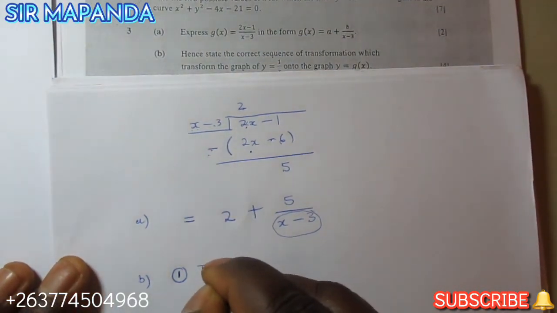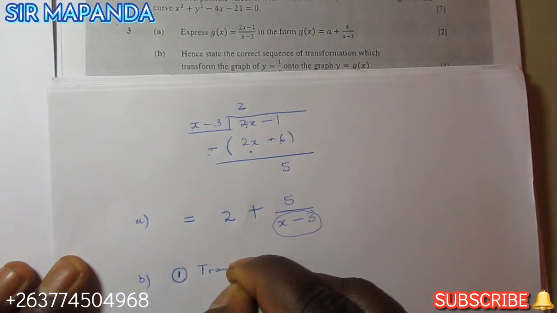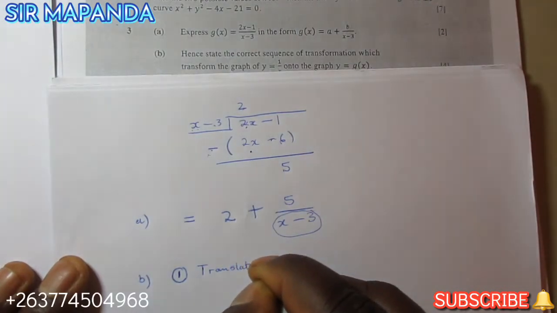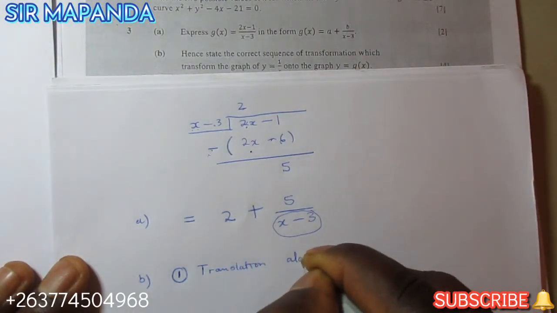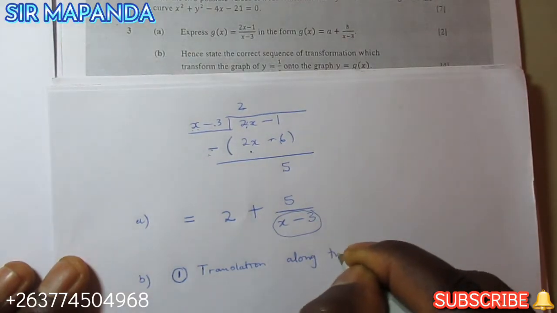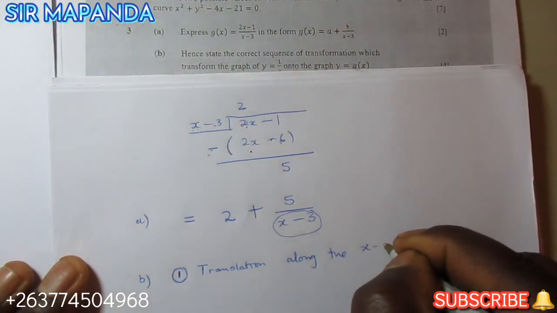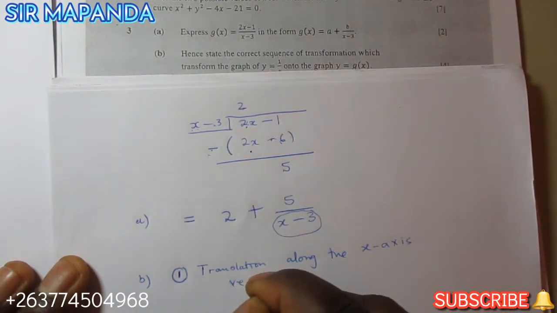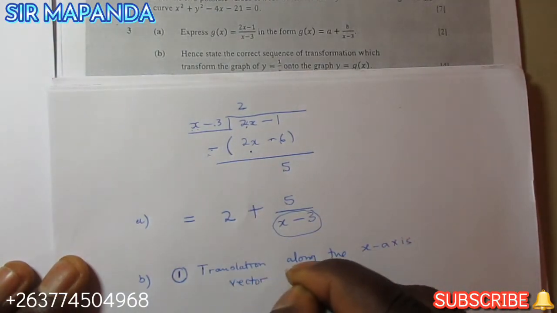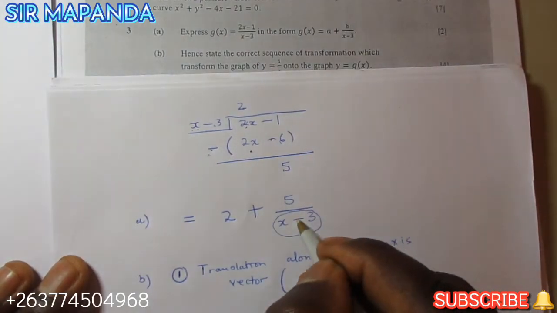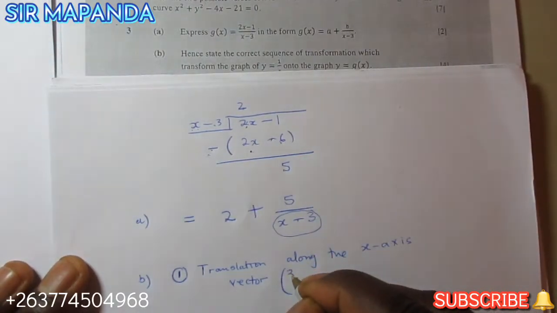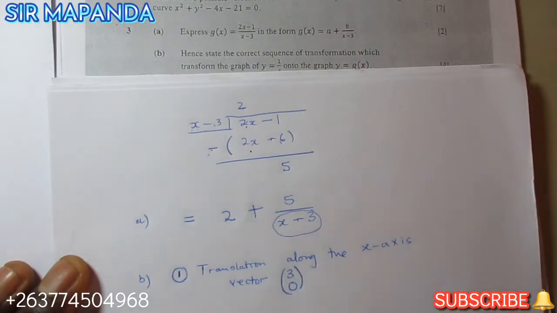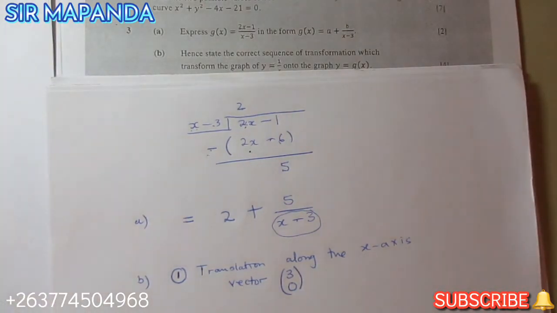So you write translation, right, along the x-axis. Then you give the vector. Right, since we have a negative here, you write the positive 3. Right, so the vector is 3 and 0.